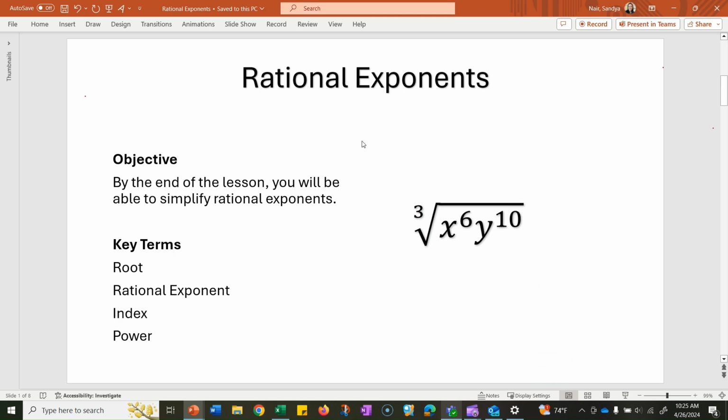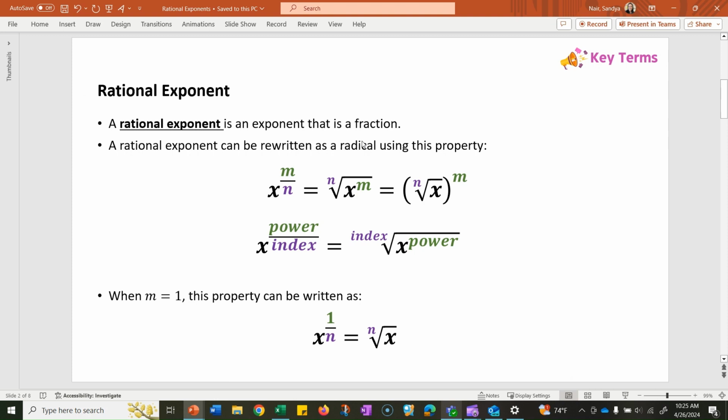So in this video, we're going to talk about how to simplify rational exponents. A rational exponent is an exponent that is a fraction. You can rewrite a rational exponent as a radical using this property. If you have x to the m over n, that means you can turn it into the nth root of x to the m. Notice that the numerator becomes the power and the denominator becomes the index.